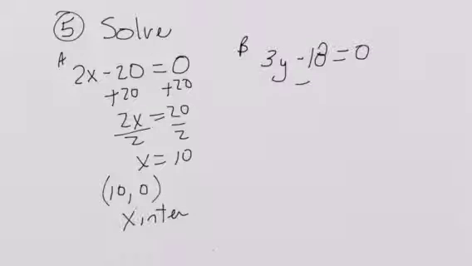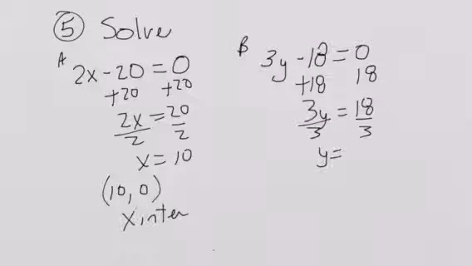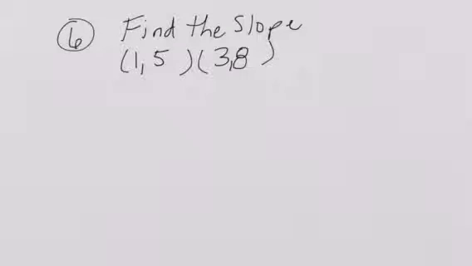This is going to be add 18, so 3y is equal to 18, divide by 3, y is equal to 6. So we have 0, 6, which would make this a y-intercept.